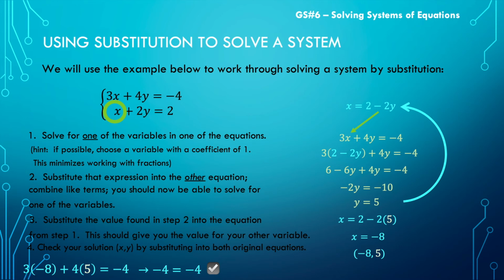We're going to do the same thing with the bottom equation. So negative 8 plus 2 times 5, we want to know, is that equal to 2? So we have negative 8 plus 10, also known as 2. So we do get a 2 equals 2, and that also satisfies the equation. So we can confidently say that negative 8, 5 is the solution to this system.